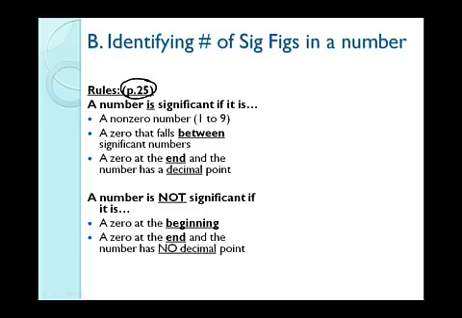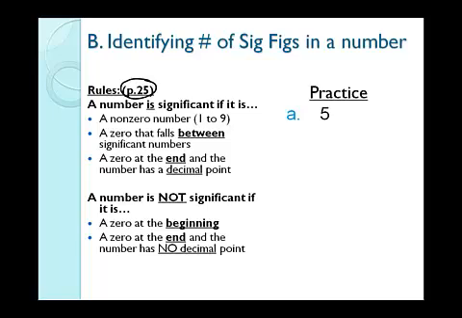And if it's a 0 at the end of a number, and there's a decimal point in the number, that 0 would be significant. The number won't be significant if it's a 0 at the beginning of the number, so in 0.000001, only the 1 would count. And if it's a 0 at the end of a number that has no decimal point, that 0 at the end will not be significant. This is really best seen in practice problems, so let's try a few here.